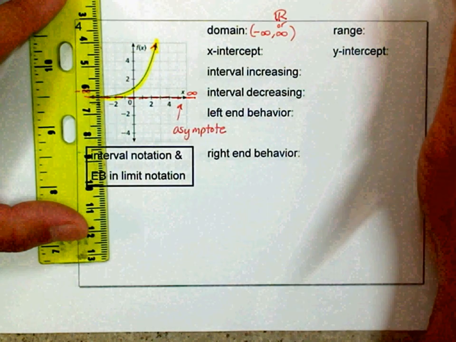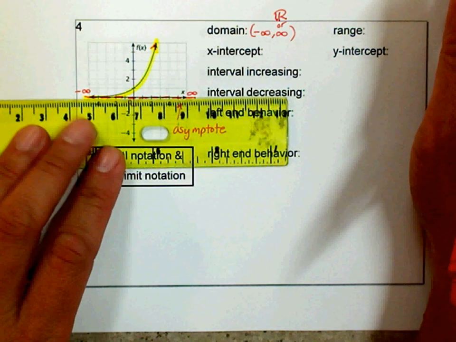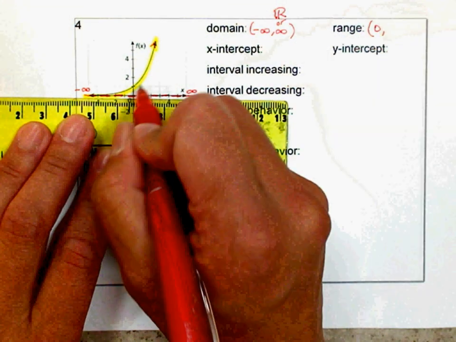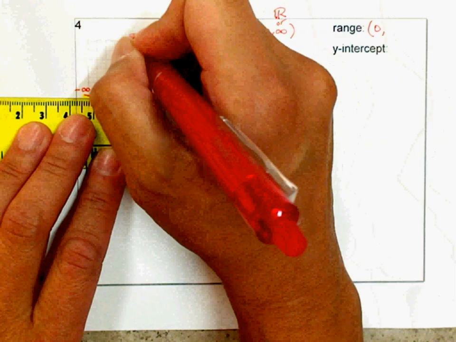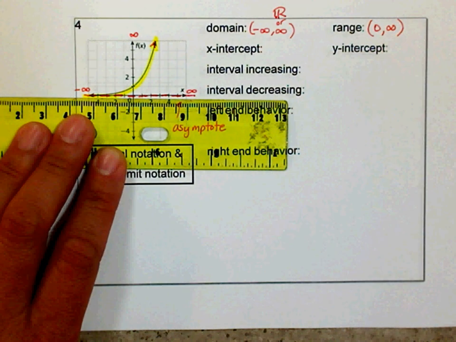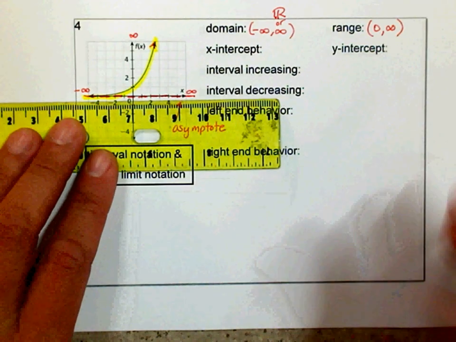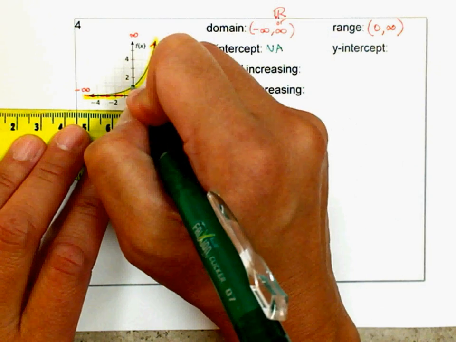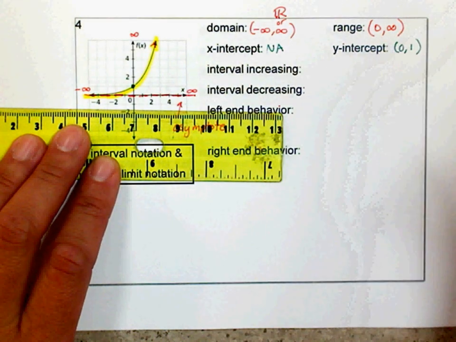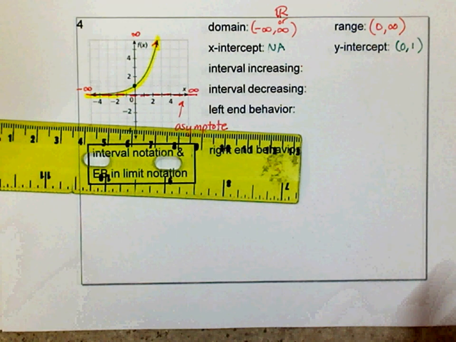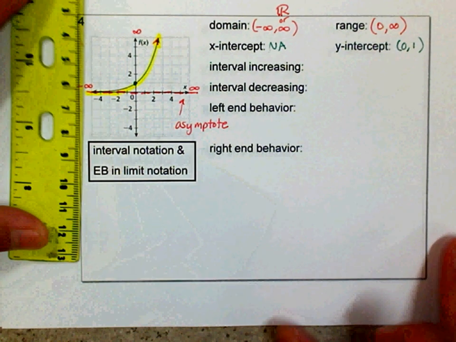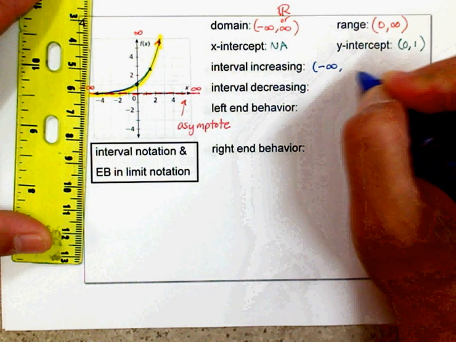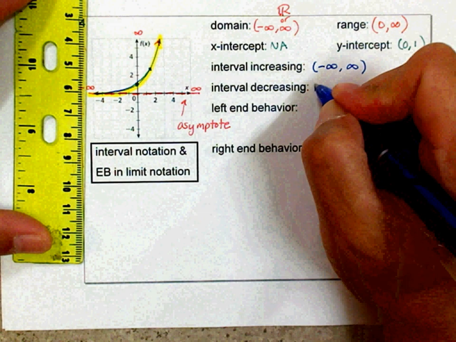Your range, where am I starting? I'm starting at y value being 0, not included. It's approaching but never touching, heading towards positive infinity, okay? X-intercept, never crosses, not applicable. Y-intercept is crossing the y at (0, 1). So you're just analyzing a graph. Interval increasing. Well, from my left, this graph is going up the whole time. So where am I increasing from? Negative infinity to positive infinity, and it is never decreasing. See how your graph is never going down.